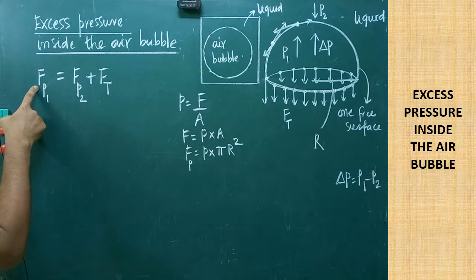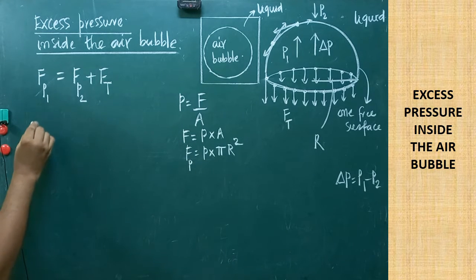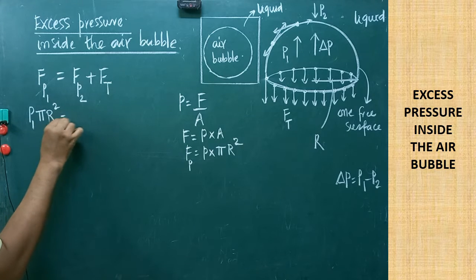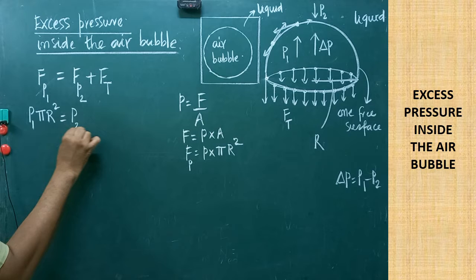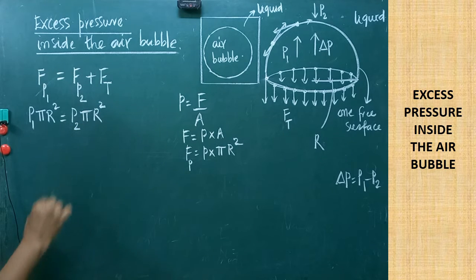So the force due to pressure P1 can be written using this formula. Since the pressure is named P1, P1 pi r square can be written. This is the force due to pressure P2. Therefore, P2 pi into r square can be written.